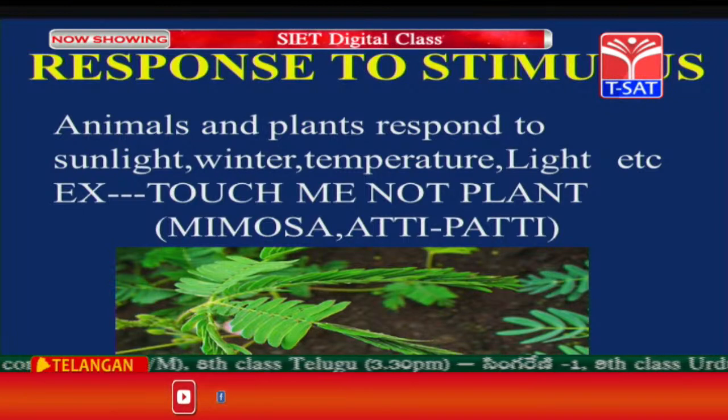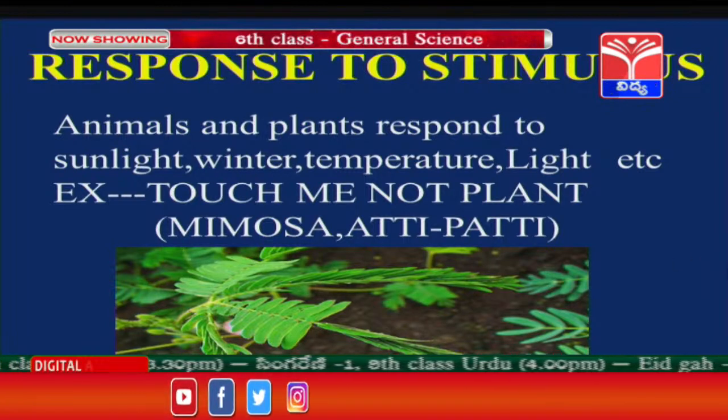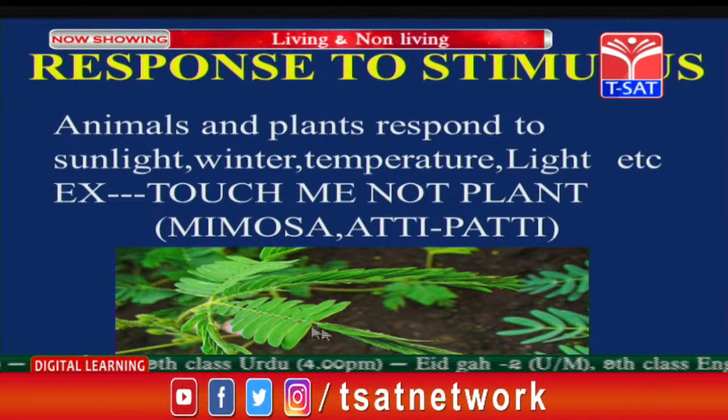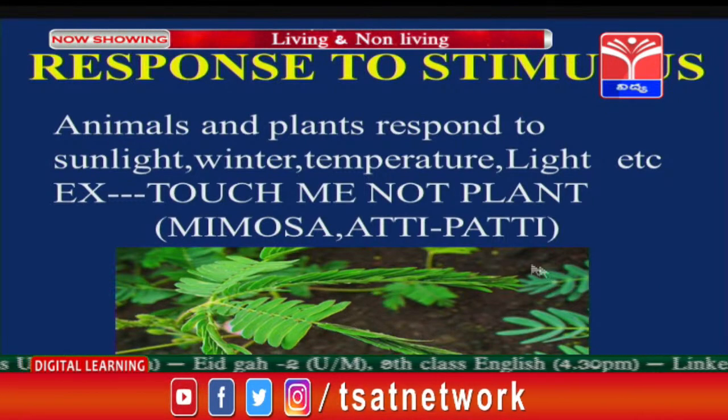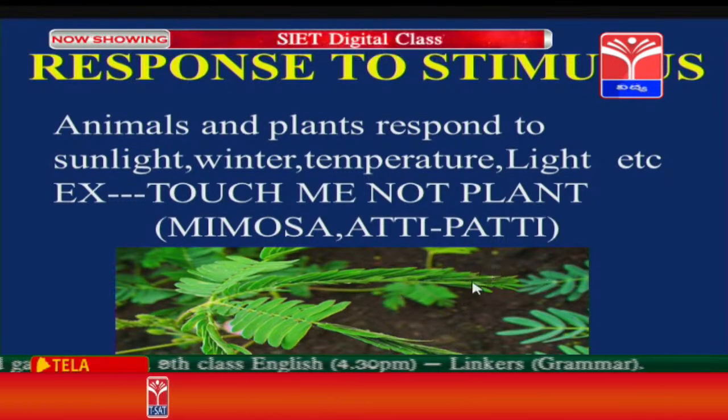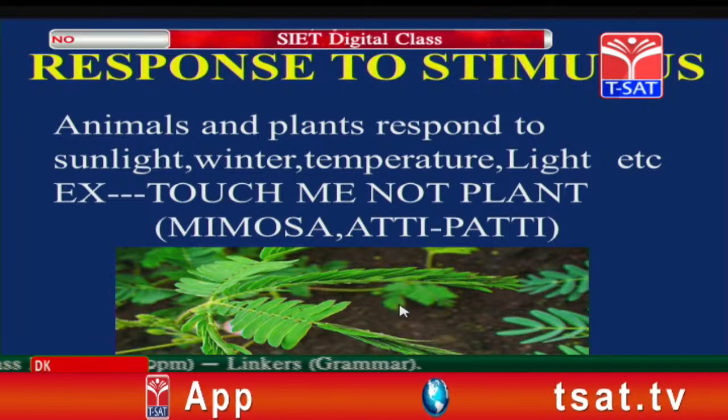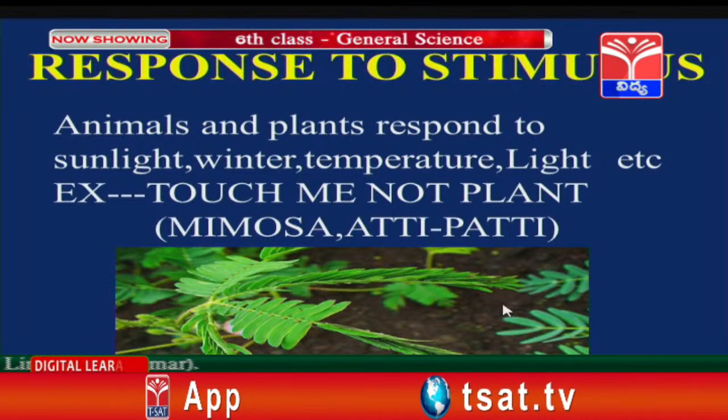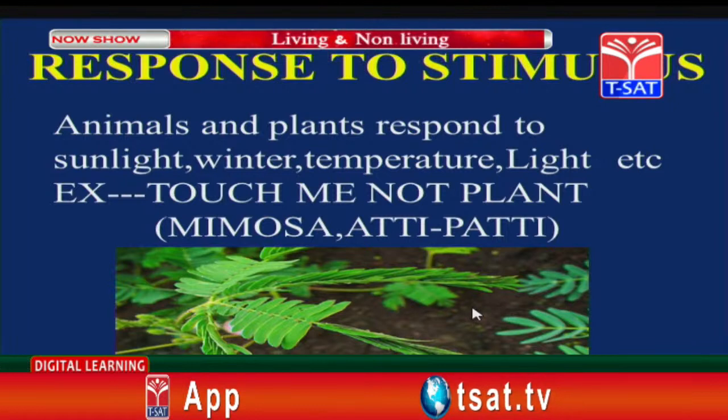For example, you can see here, children, a plant is there. Do you know what this plant is? This plant is nothing but what we call the touch-me-not plant. It is also called mimosa, or attipatti. Have you ever seen, children, what happens when you touch it?